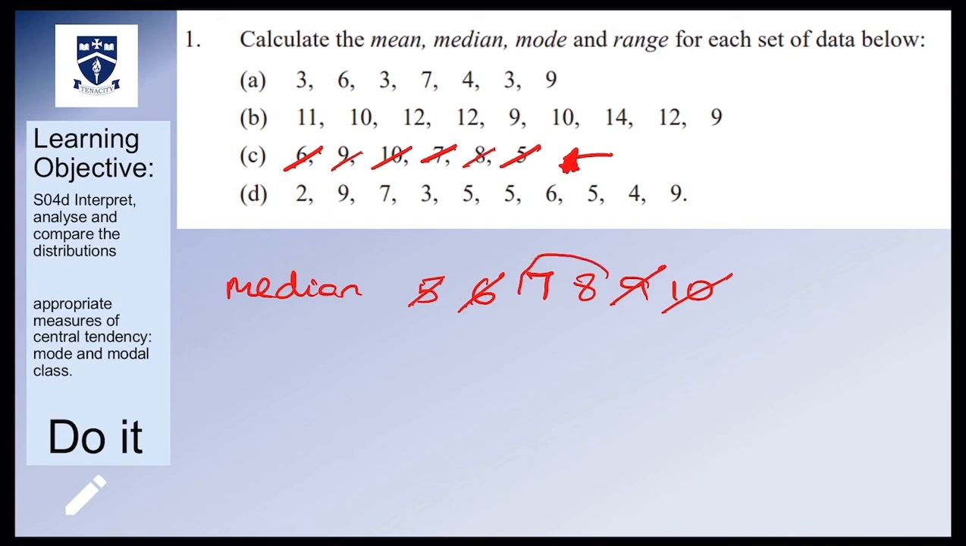This time, there are 2 middle numbers. And all I need to do to find the middle number is add the 2 numbers and then divide them both by 2. So 7 add 8 is 15. And 15 divided by 2 gives me a median of 7.5. So it's the middle of the 2 numbers. And we do that by adding the 2 numbers up and halving them.